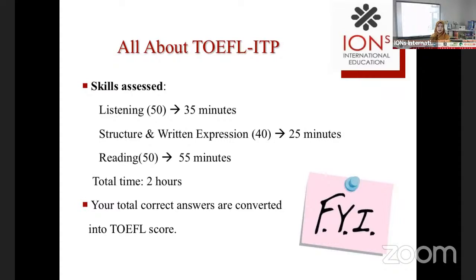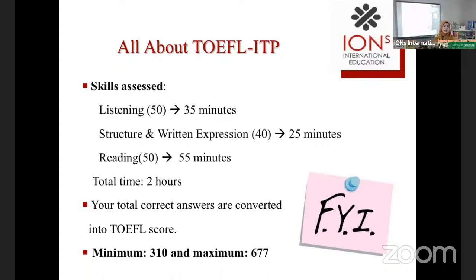Make into 1. Okay, right. The scores will be added and then divided by 3 and then multiplied by 10, something like that. So there is a formula for that. Gitu ya. Jadi bukan hanya kemarin benar berapa ya? Tidak seperti itu. So ada kalkulasinya tersendiri.